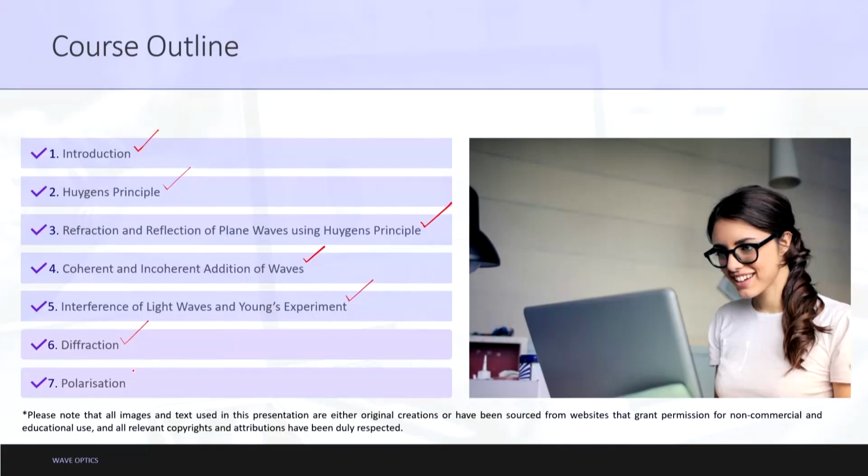Then in the second concept we understood that in diffraction, interference of light is nothing but the superposition of two different diffraction patterns. So this was another concept of diffraction. Finally, after diffraction was completed, we are now on the last point of wave optics, which is polarization.